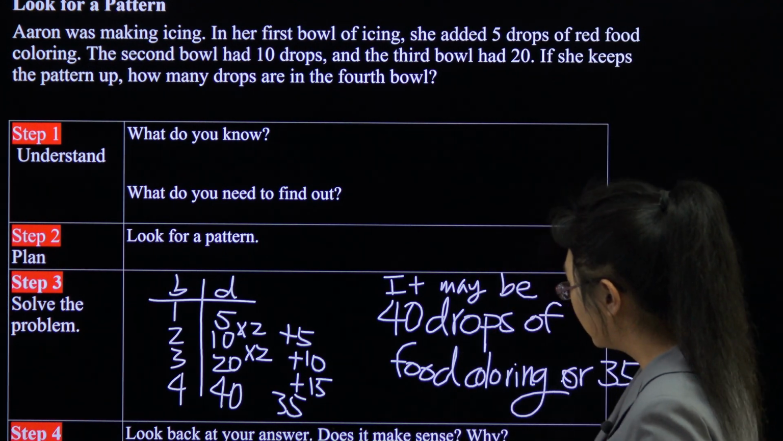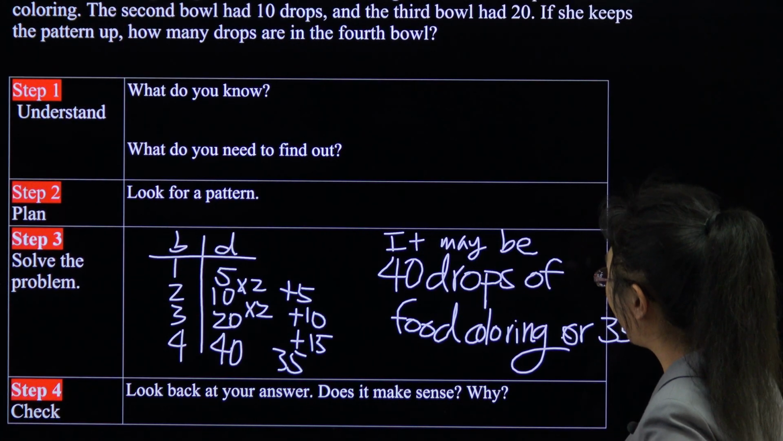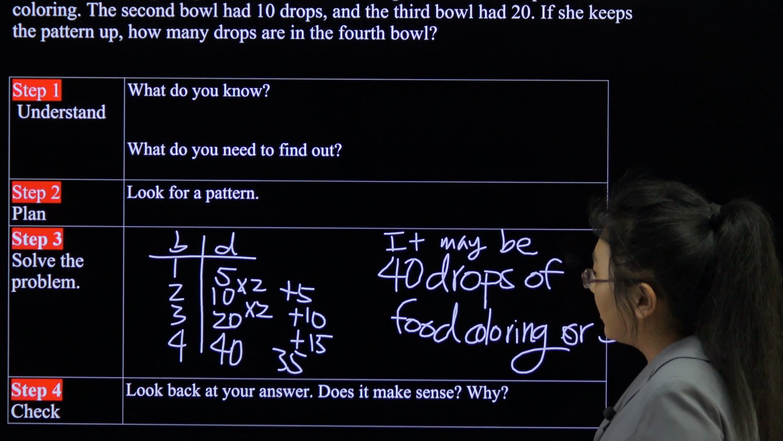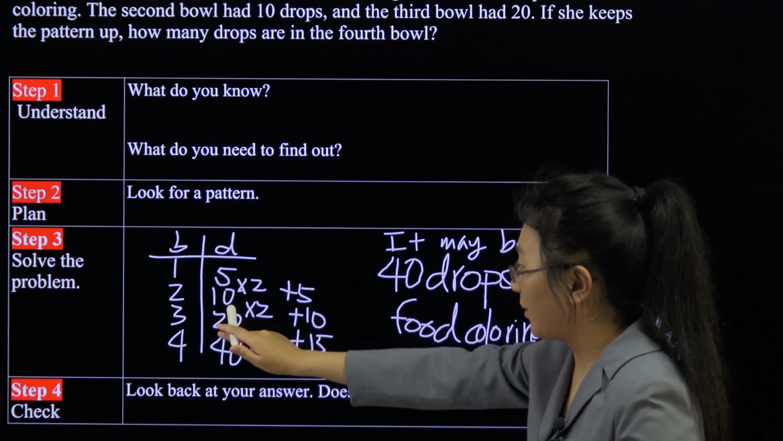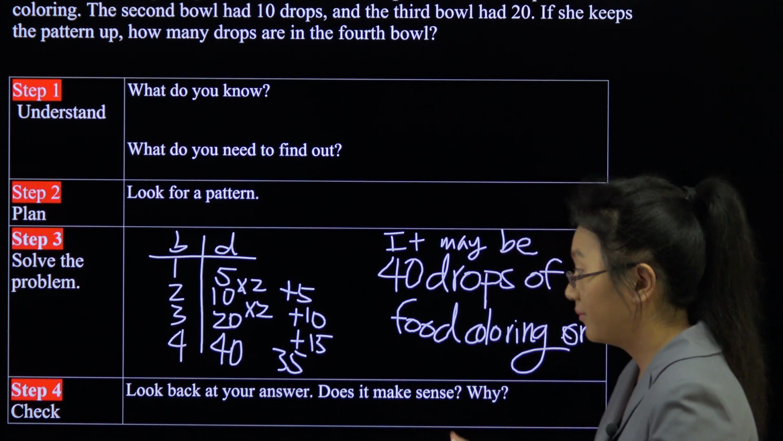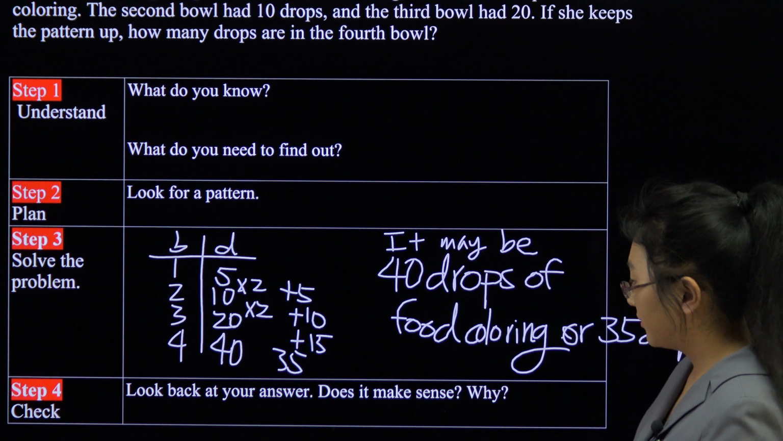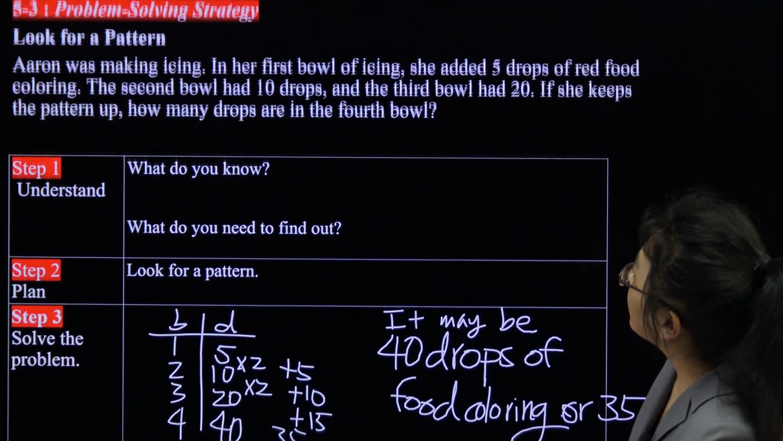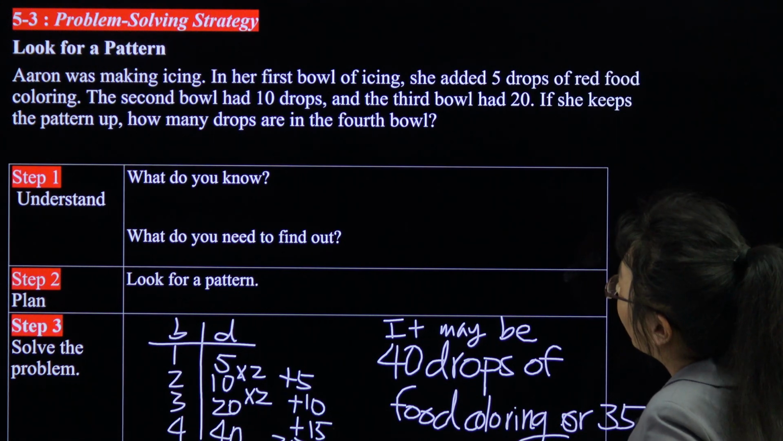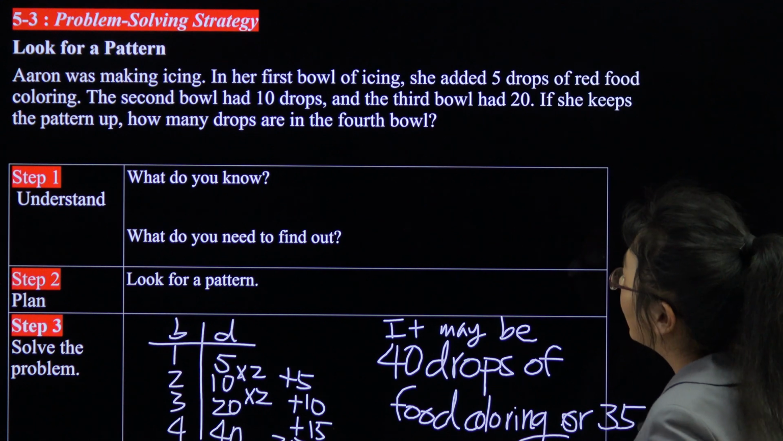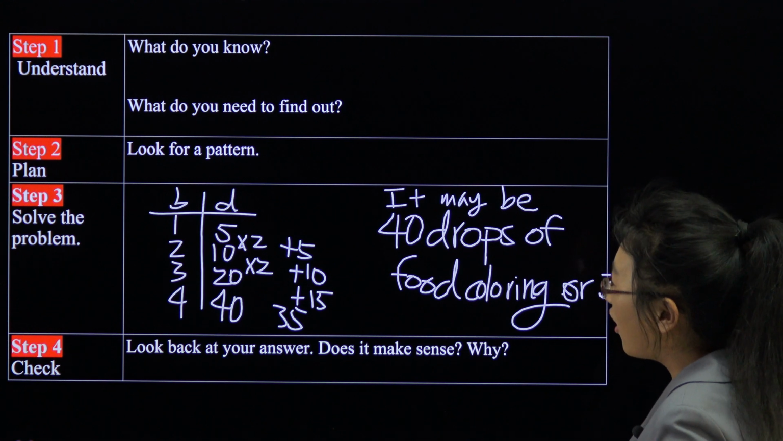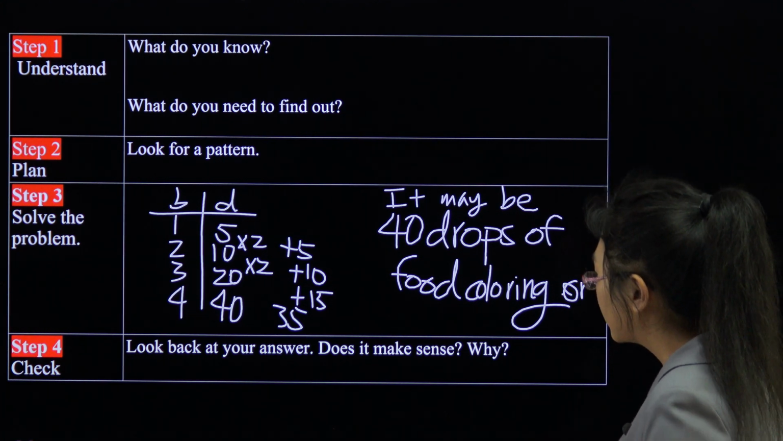We go back, we look at our answer, does it make sense and why? I mean, it makes mathematical sense because the relationship is either times 2 or plus 5, plus 10, plus 15, and so on. Both of these would work. We look back at the question to see if our information is correct, and we get first bowl 5 drops, second bowl 10 drops, third bowl 20, keeps the pattern up, how many drops in the fourth bowl? Therefore, our answer should be completely fine.